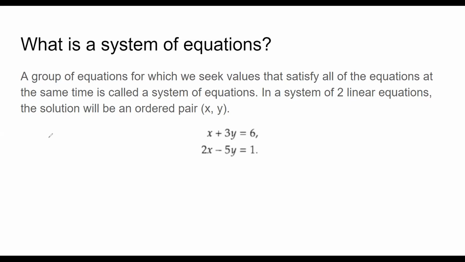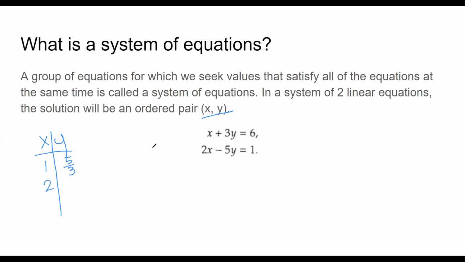Well, the easiest way to look for a solution is probably to make a table and do some guess and check. So let's say we want to find an ordered pair x and y that satisfies both of these equations. We can start by guessing x equals 1. If x equals 1, you have 1 plus 3y equals 6, so that means y will be 5/3. However, if you substitute x as 1 and y as 5/3 into the second equation, it doesn't come out to be true. So this is not the answer we're looking for.